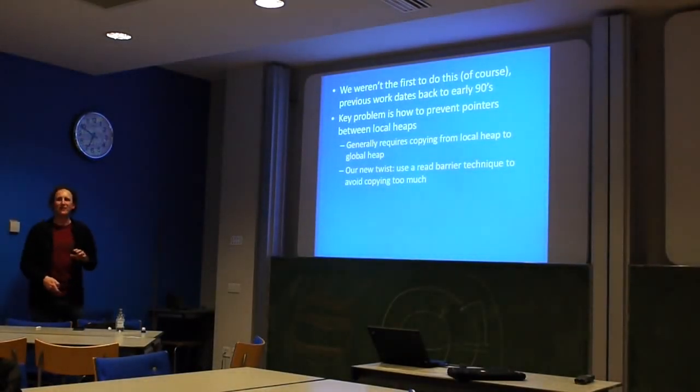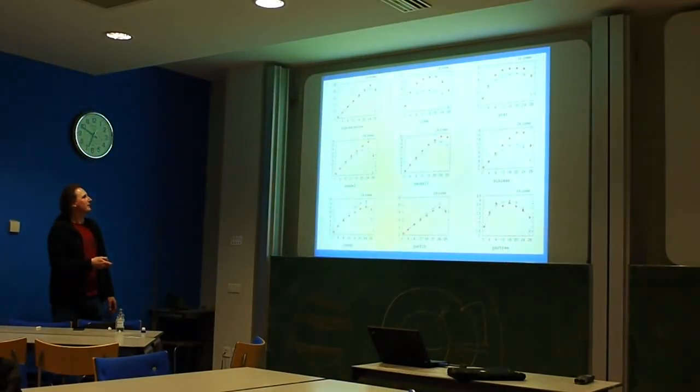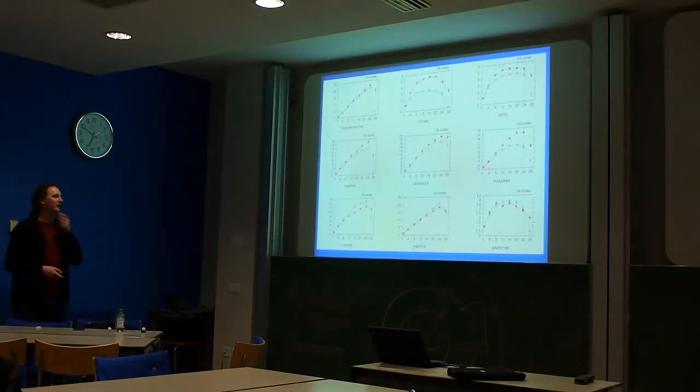This is sort of going back a long way to research into this particular type of garbage collector. So we had a slightly different twist on the idea, which was to use a technique called read barriers, which avoids copying too much data into the global heap. And the results that we got were something like this. So here's a bunch of parallel benchmarks in Haskell showing the speedup that we get against the number of cores on a 24-core machine.